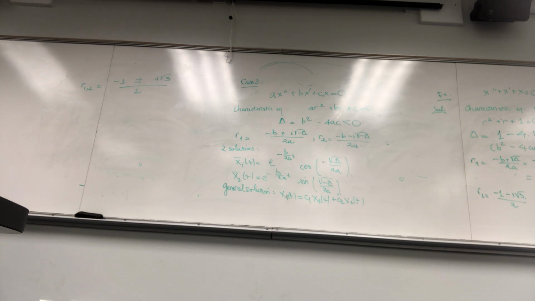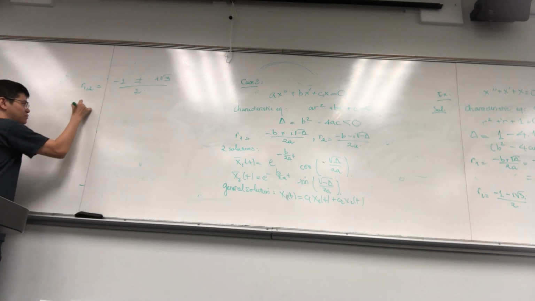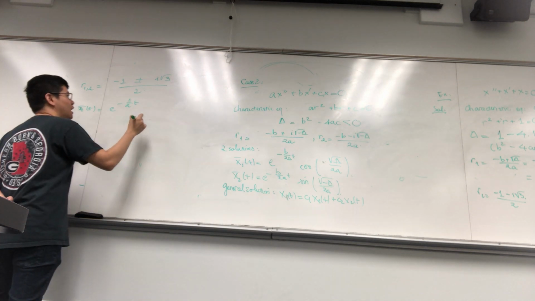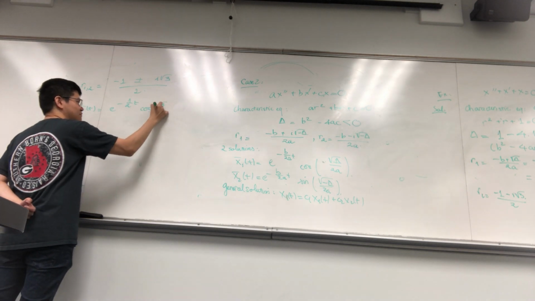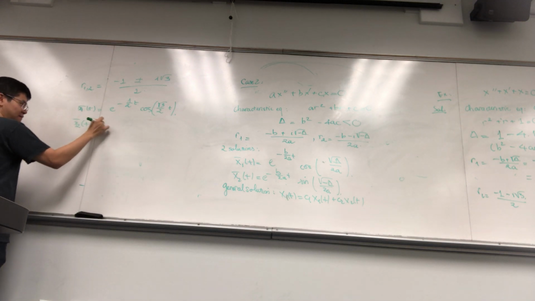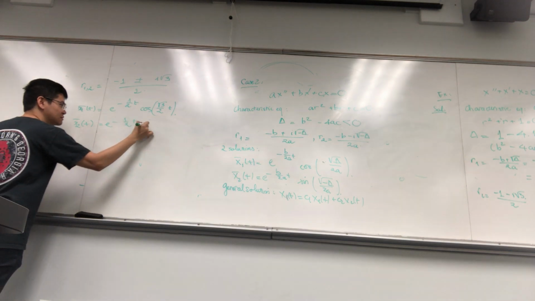It's good. So what are the two general solutions, from those solutions that we have here? Yes. x1 bar is e to the negative 1/2 t times cosine of square root of 3 over 2 t. So you have x1 bar of t is e to the minus 1/2 t cosine of square root of 3 over 2 t. And x2 bar will be the same except that you replace the cosine with the sine.